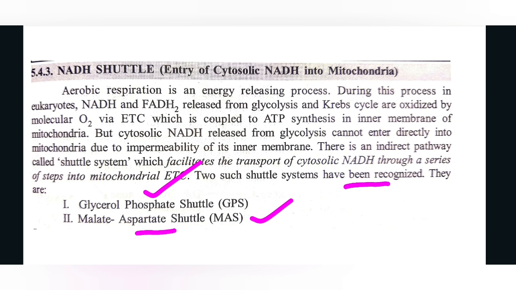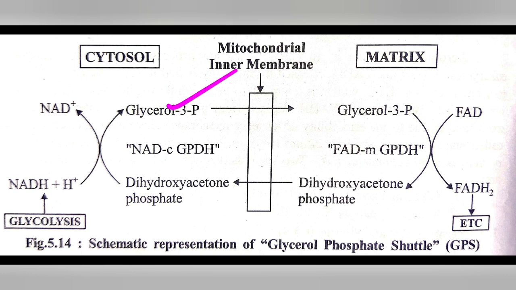Two shuttle systems have been recognized, which are present inside our body. One is glycerol phosphate shuttle system. Second one is malate aspartate shuttle system. So what is glycerol phosphate shuttle system? This shuttle system is controlled by two molecules. One is glycerol 3-phosphate, second one is dihydroxyacetone phosphate, and two enzymes control this reaction. One is NAD linked cytosolic glycerol 3-phosphate dehydrogenase, and the second one is FAD linked mitochondrial glycerol 3-phosphate dehydrogenase.